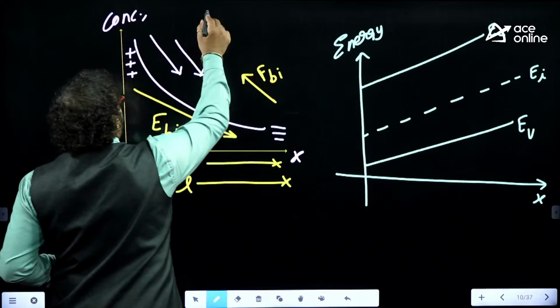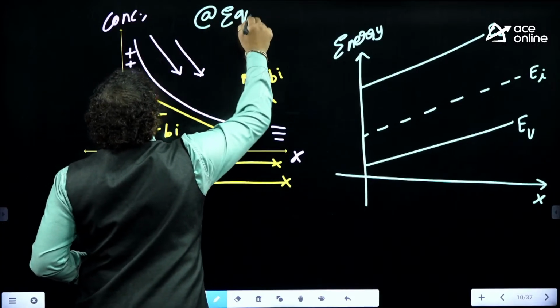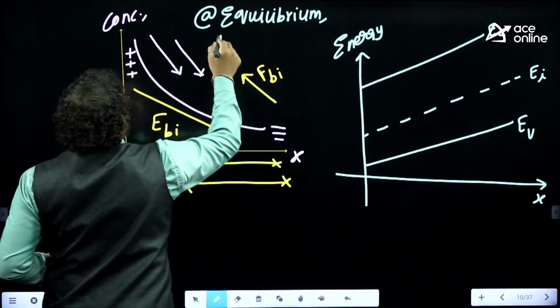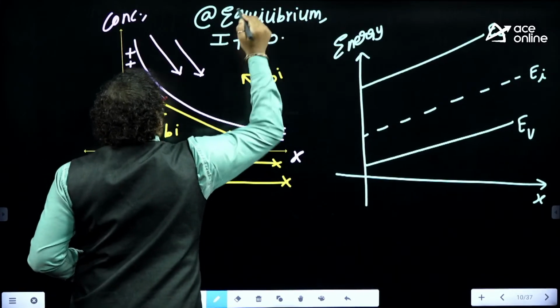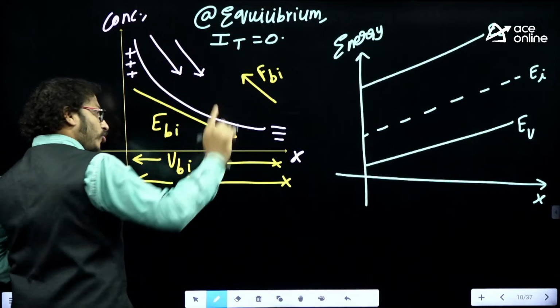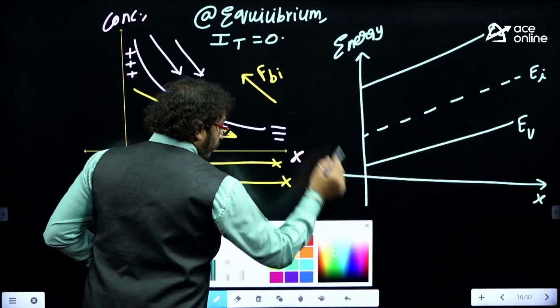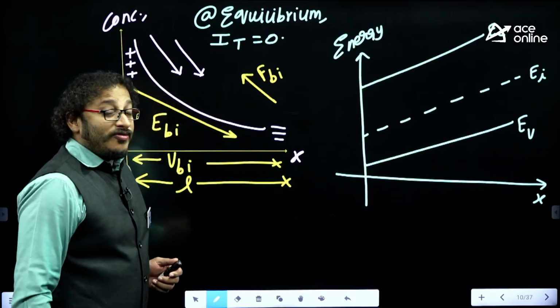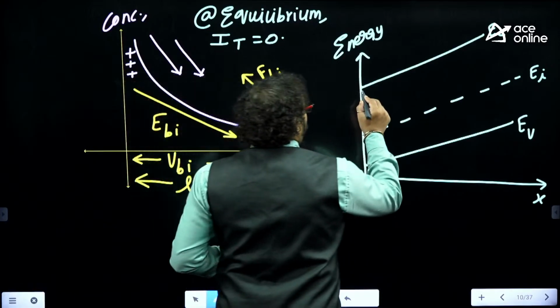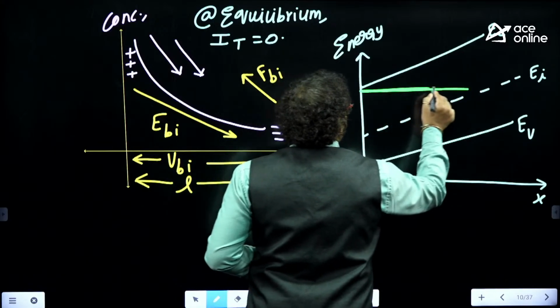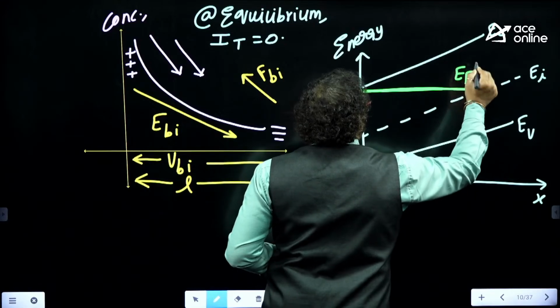But don't forget, everything is under equilibrium, am I right? Whenever I say equilibrium, no doubt total current equals 0 and the electric field is static. So slope exists for EC, EI, EV, but take care, there must be no slope for Fermi energy. That's why Fermi energy needs to be drawn straight. There is no slope. So this is simply taken as EF, with no slope.